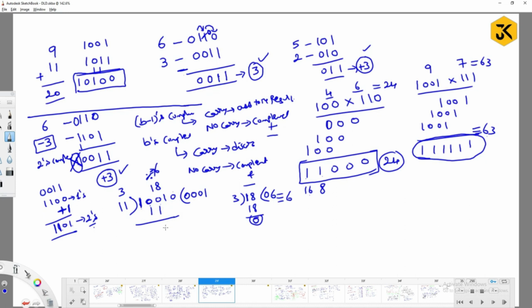So 0 minus 1 is 1. 0 minus 1 is 1. Now here it should be 1. See, this will come here, right? As here there is no value, it is going to be taken from here, right? Now here it will be 0. Here it will be 1, right? So 1 minus 1 is 0. So there is 1 already here. 1 minus 1 is 0.